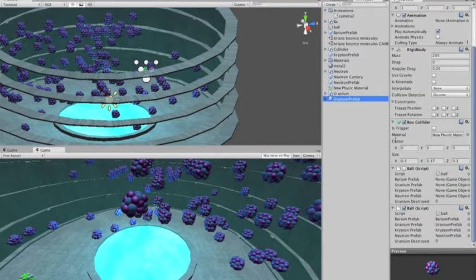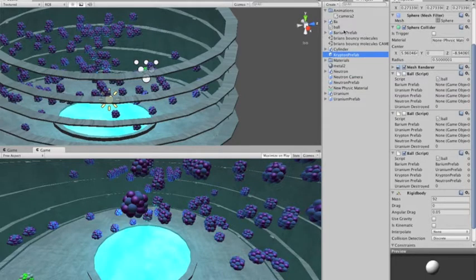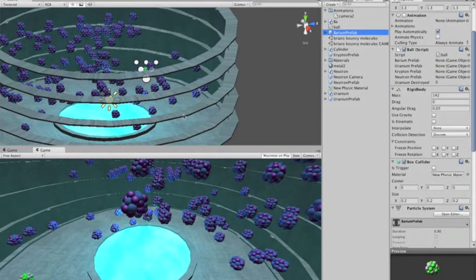Each of these particles has an atomic weight proportional to its real atomic weight. For example, the uranium has a mass of 235, the neutron has a mass of 1, the krypton has a mass of 92, and the barium has a mass of 142. And these numbers are actually used in the Unity physics engine to determine how much energy is transferred in the new velocities of the particles upon collision.